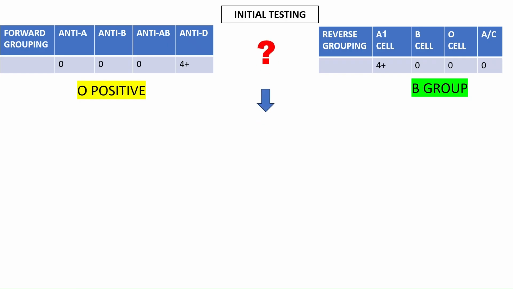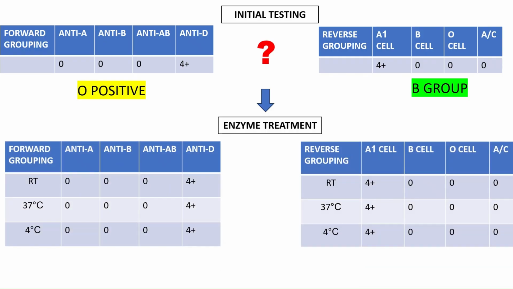So proceeding ahead to solve the discrepancy, we went through the enzyme treatment. We treated the cells with ficin, which is an enzyme, and then we got the results with the enzyme treatment. Here we were not able to resolve the test results. The forward grouping still yielded O positive at all 3 temperatures and it showed B group in the reverse grouping as well. In many cases, the enzyme treatment itself is sufficient to resolve the case, and the antigens and the groups are resolved, the discrepancy is resolved.